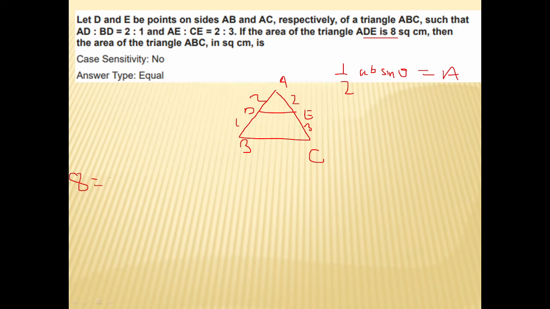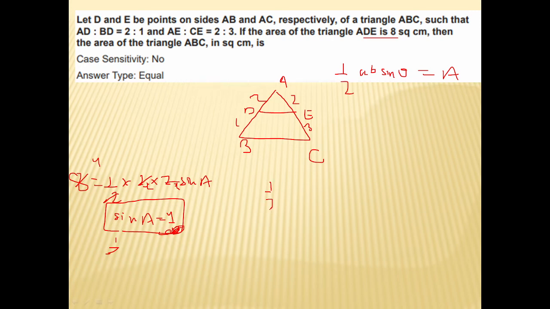8 equals 1 by 2 into 2 into 2. I'll leave x, you won't need that. This gets cancelled, so sine A equals 4. Although technically it isn't possible, since sine A can never be 4 because the max value of sine is 1. But since we haven't taken x here, if we take x, this will be 4x square. This will ultimately adjust, but that isn't needed. So sine A equals 4, and now the area of ABC.